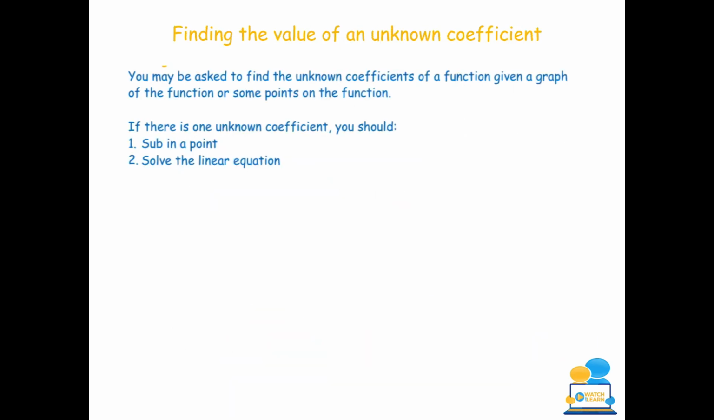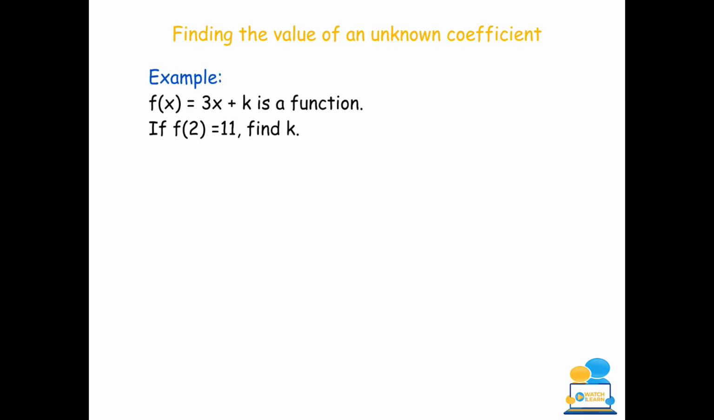We're on to the last part of interpreting functions, so finding the value of an unknown coefficient. So you may be asked to find the unknown coefficient of a function given a graph of the function or some points of the function. If there's one unknown coefficient, you should sub in a point and solve the linear equation. Let's look at an example. So f of x is equal to 3x plus k.